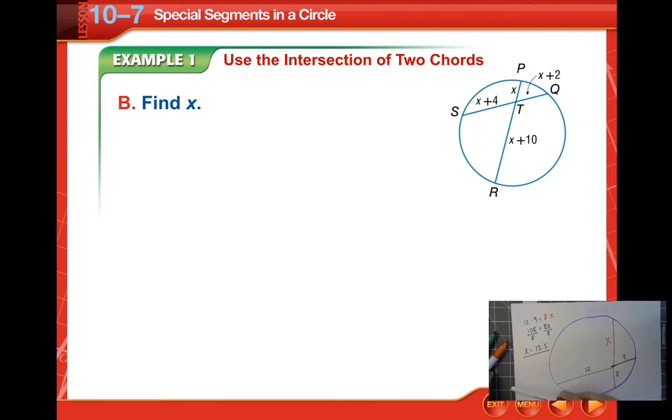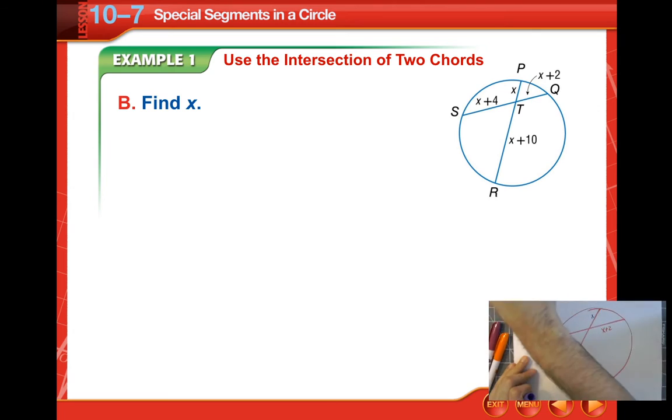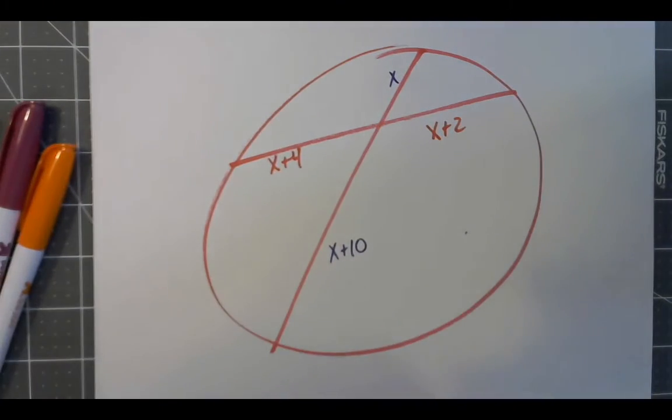We have the same basic idea here. All we've done is we've now introduced algebraic expressions instead of numbers. So let me draw a circle and we'll plot this one out. So that's x plus 4. That's x plus 2. Then up here is just x, and then x plus 10. So we have this as our problem.